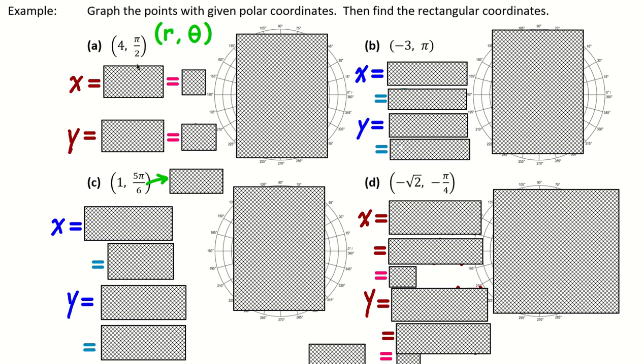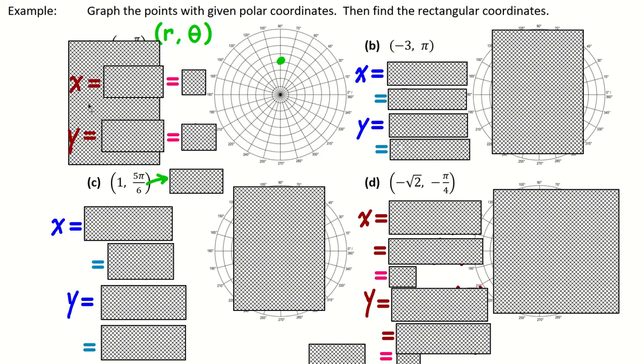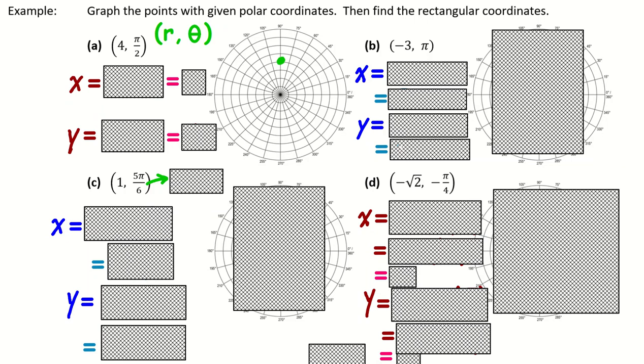Like, find the theta value first, then plot the dot based on what the radius is, because sometimes your radius is negative. So, again, what you want to do is find pi over 2 first and then plot the point based on the radius of 4. So that's all I'm going to really say.